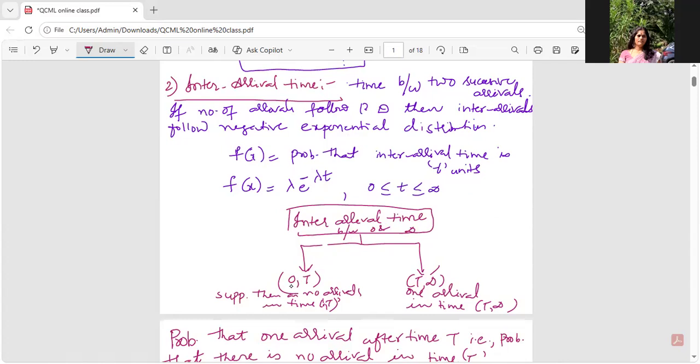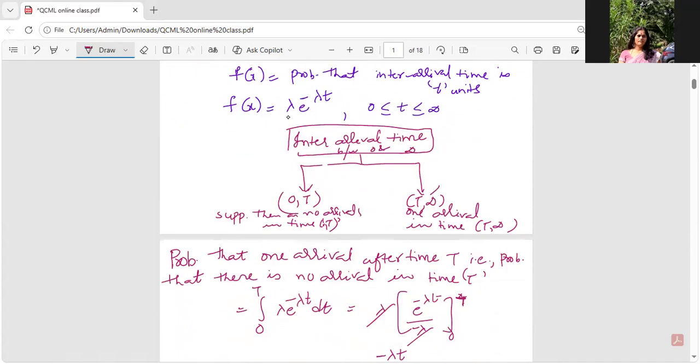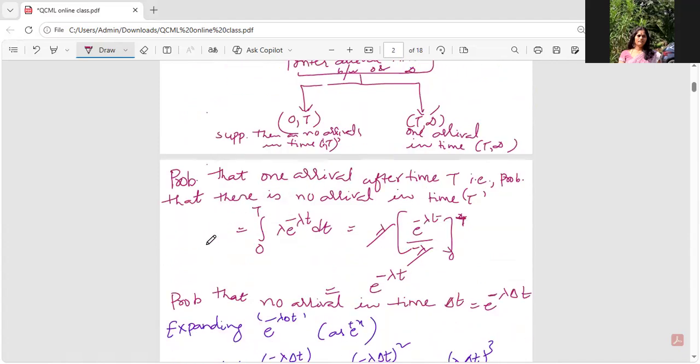Suppose I split the interval into 0 to t and t to infinity, and let us assume there are no arrivals in the time 0 to t, and then there is one arrival in time t to infinity. Now see, how do I calculate the probability that there is one arrival after time t? It is nothing but the probability that there is no arrival in time 0 to t.